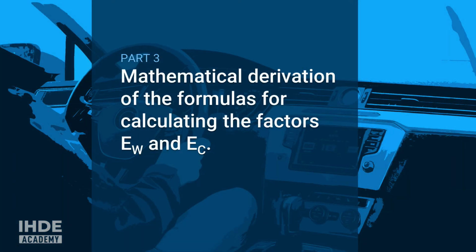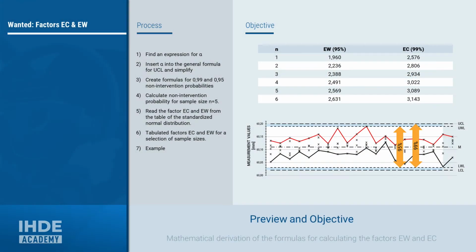And this brings us to the next chapter, in which the factors EW and EC are calculated and tabulated. The goal is to enable us to create the table shown on the left ourselves. This contains values for the factors EW and EC for the non-interference probabilities of 95 and 99% depending on the sample size. To do this, we will proceed as follows.